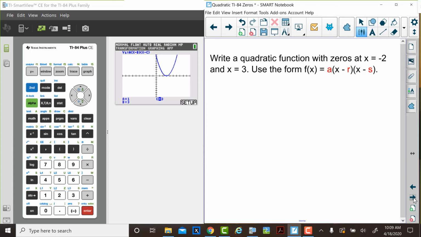Now, let's consider a challenge. We'd like for you to write a quadratic function with zeros at -2 and 3. So one zero is at x equals -2, and the other is x equals 3. Use the factored form, f of x equals a times x minus r times x minus s. And after you've had a chance to write a quadratic function with these zeros, please return to the video and we'll discuss your possible answer.